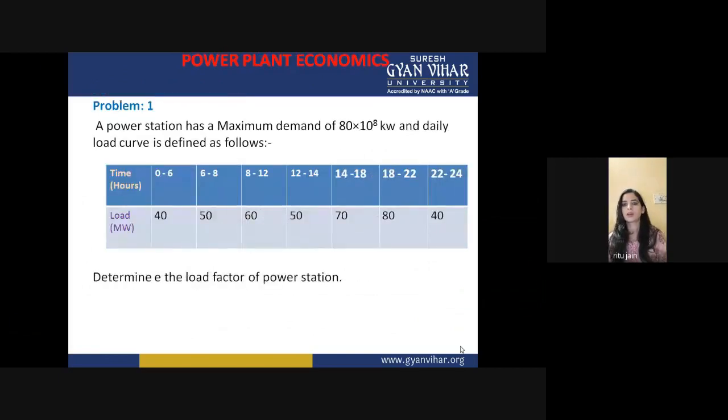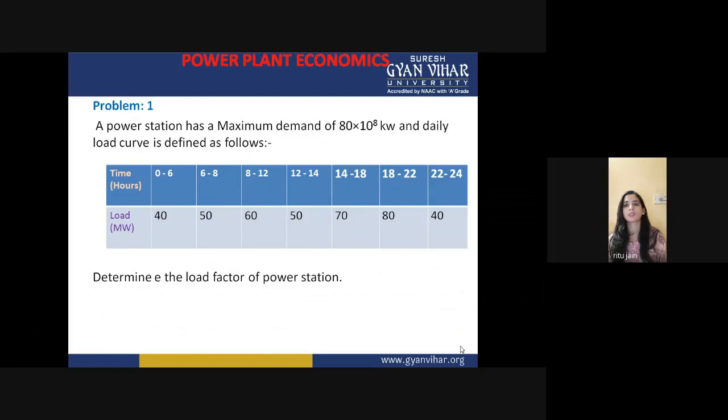So let's start and understand all these points with a problem. Problem number one: a power station has a maximum demand of 80 into 10 to the power 3 kilowatt, and the daily load curve is defined as follows. We have already discussed the load curve. A load curve is always plotted with the load on the y-axis, always in kilowatt or megawatt, and on the x-axis we always take time.